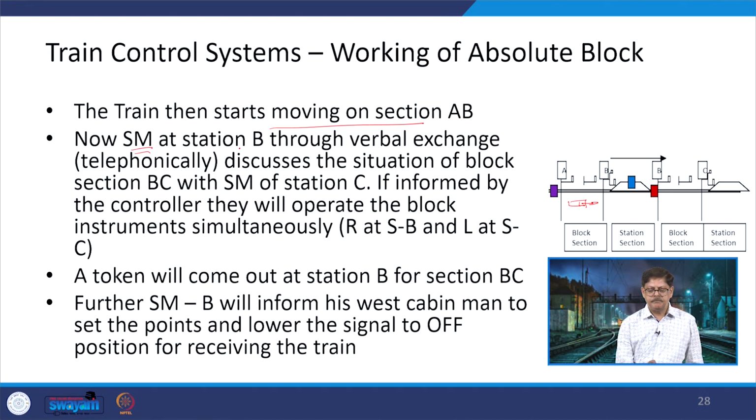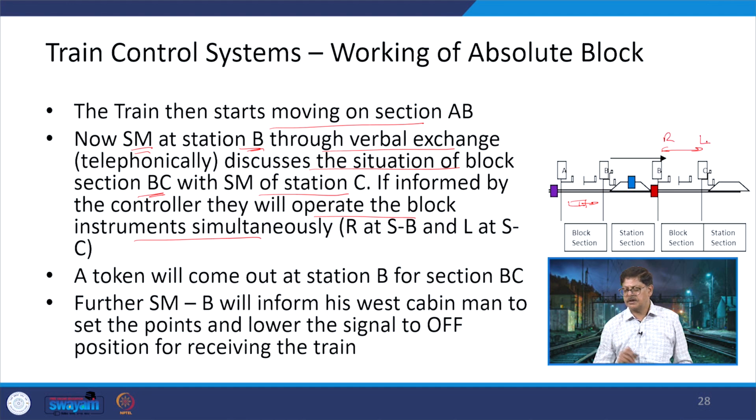Now, the station master at B, through verbal exchange, discusses the situation of section BC with the station master at station C. So now the station master at C comes into consideration. These two are communicating. If informed by the controller, they will operate the block instrument simultaneously. Here right and here left, these two instruments are going to be operated, and as soon as they get operated, this section is set and locked.